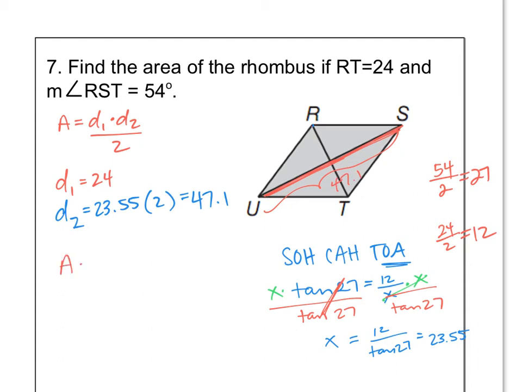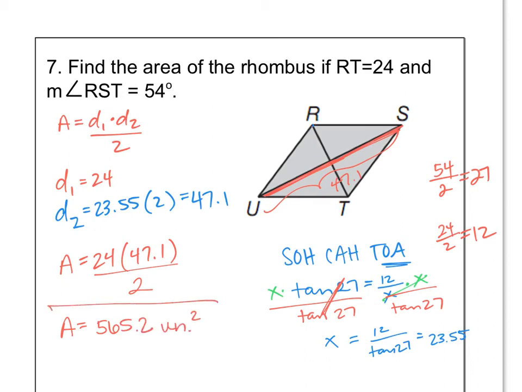So here we go. Diagonal 1 is 24, diagonal 2 is 47.1, so multiply diagonals, divide by 2. Final answer, the area should be about 565.2. There aren't any units, so we'll just say units squared.